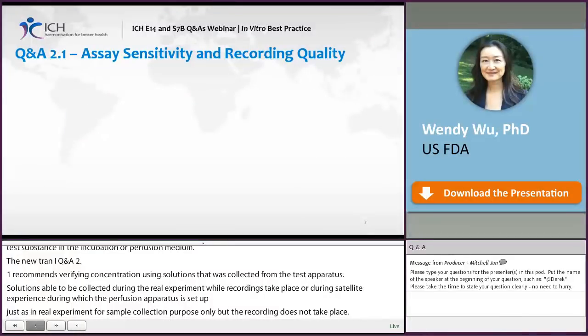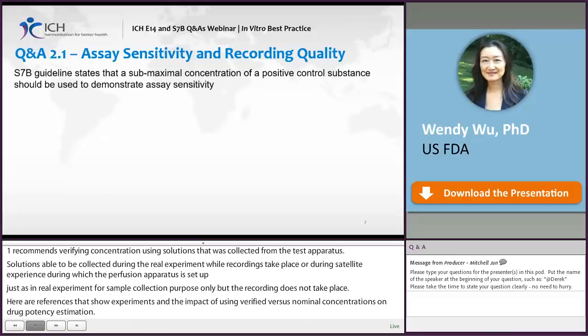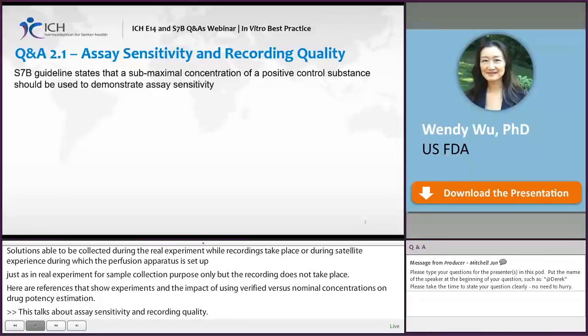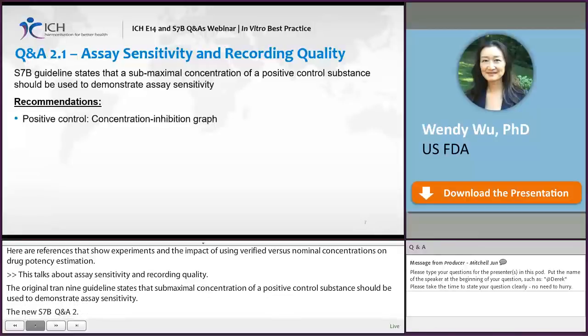This slide talks about assay sensitivity and recording quality. The original S7B guideline states that a submaximal concentration of a positive control substance should be used to demonstrate assay sensitivity. The new S7B Q&A 2.1 recommends that for positive control substance, a full concentration inhibition graph should be generated to allow for better estimation of positive control's effect and hence better understanding of the assay sensitivity.